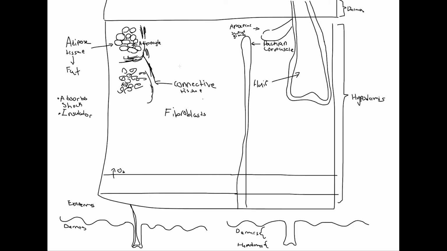And the secretory part of the eccrine sweat glands, let's draw it like this, can also be in the hypodermis. So this is an eccrine sweat gland, and it terminates in the hypodermis, or the secretory part is in the hypodermis. I won't talk about either of these sweat glands because I talked about them in the dermis videos.